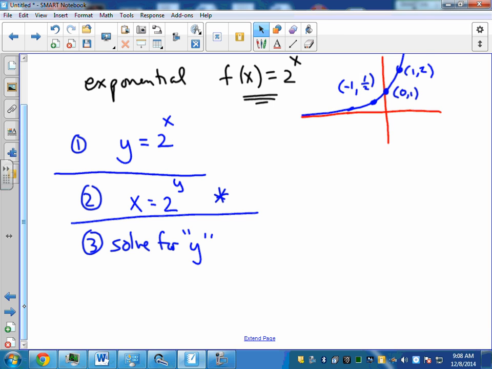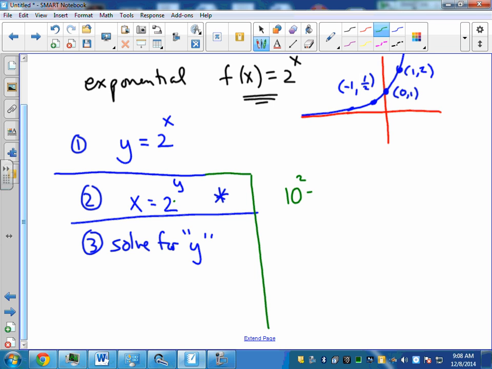I'm not dividing by 2 because this does not say 2 times y. It's not a multiplication process. It's an exponential process. So the way that we're going to solve that is to resort to our Rosetta Stone. We know that 10 squared is 100. That's an exponential form. It's the same as log base 10 of 100 is 2.